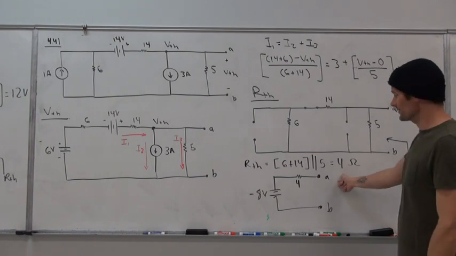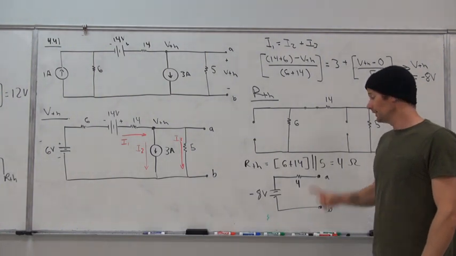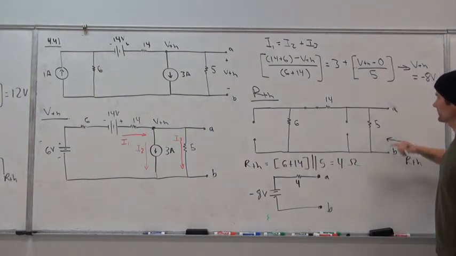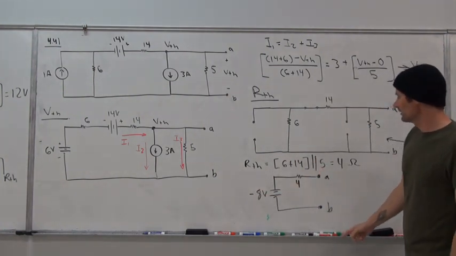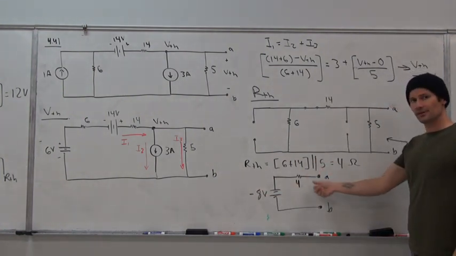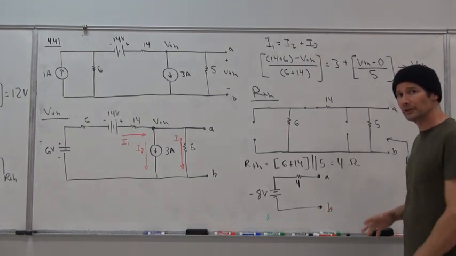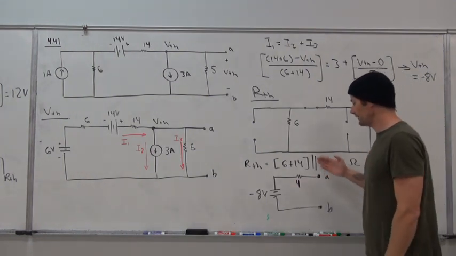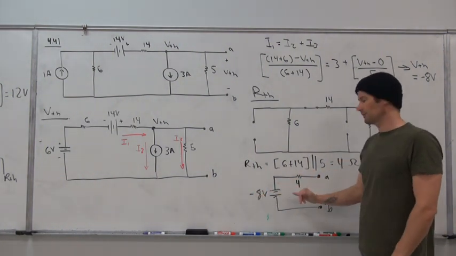So the Thevenin equivalent is made up of the voltage that exists between those 2 points, which we found to be negative 8 volts, and also the series resistance of 4 ohms. So the final Thevenin equivalent for the circuit is this simple series voltage and resistance right here.